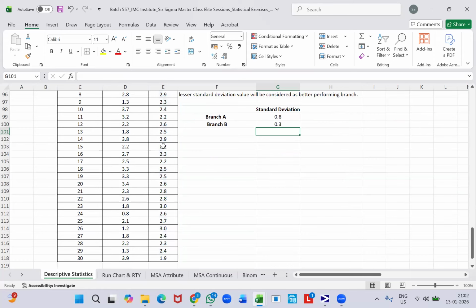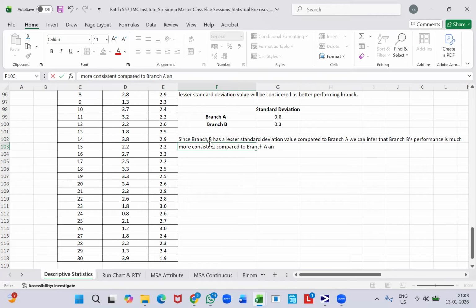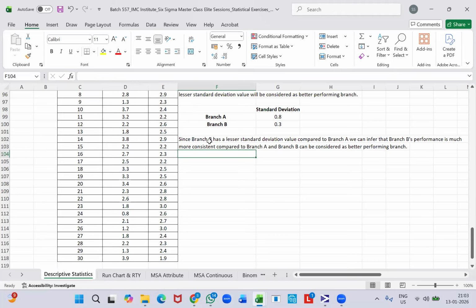Right. So as we can see, branch B has a lesser standard deviation value compared to branch A. So branch B seems to be much more consistent in its performance compared to branch A, and hence we can infer that branch B is a better performing branch compared to A. So since branch B has a lesser standard deviation value compared to branch A, we can infer that branch B's performance is much more consistent compared to A, and branch B can be considered as the better performing branch, right? So branch B can be considered as the better performing branch.